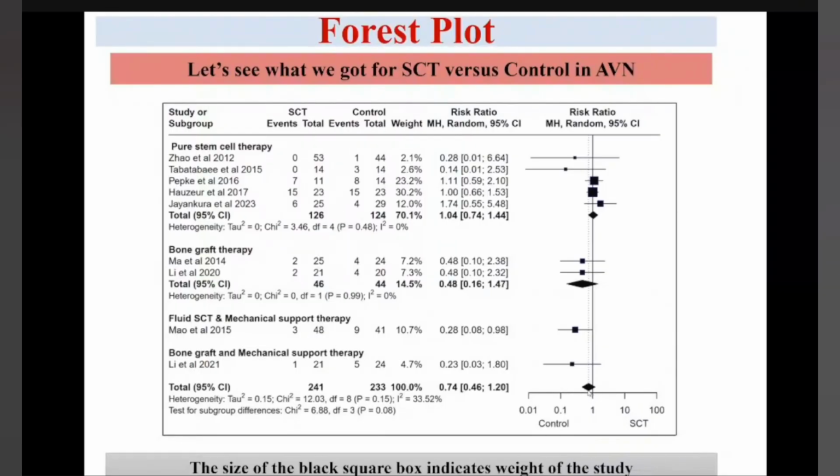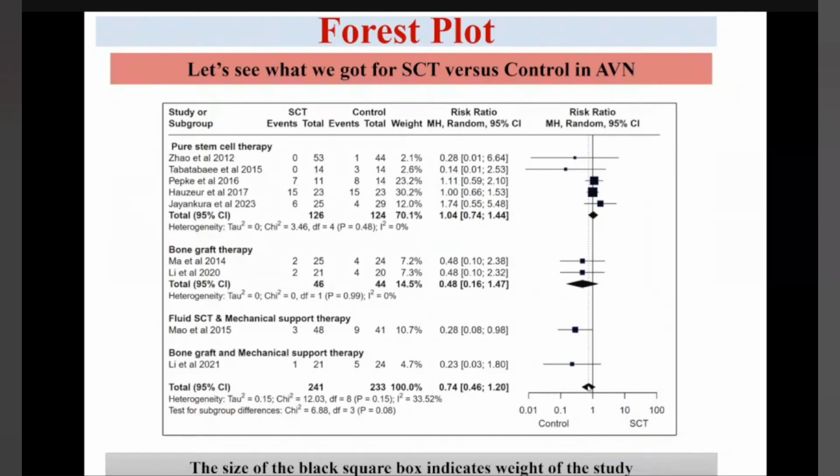This is the overall pooled estimate. This is our result, what we are seeing. We have done all these things to find these squares, like this total, like the last one, a black diamond. This is what we want to search for in our result. So we check here, we have compared stem cell therapy versus control, and what we found is that the diamond is overlapping the line of null effect.